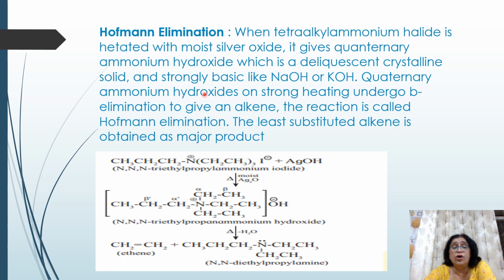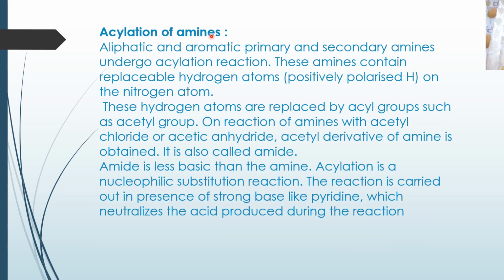So this is called Hoffmann elimination reaction. What happens here? Tetraalkyl ammonium halide is heated with silver hydroxide, moist silver hydroxide. Ag2O plus water gives you AgOH. So this reaction gives you the quaternary ammonium hydroxide, and on further strong heating, one of the N-C bonds breaks and the least substituted alkene, that is ethene, is formed, along with an amine. So N,N-diethyl propylamine, a tertiary amine, is formed. Right? Clear?